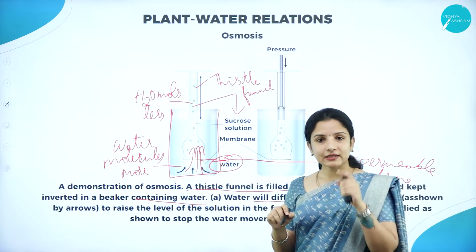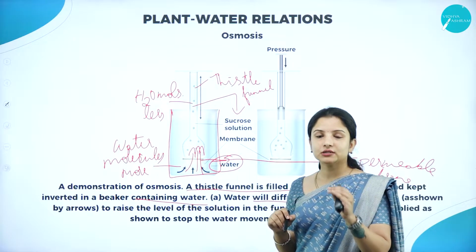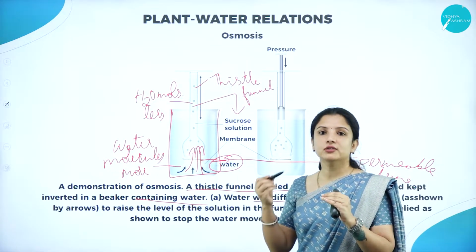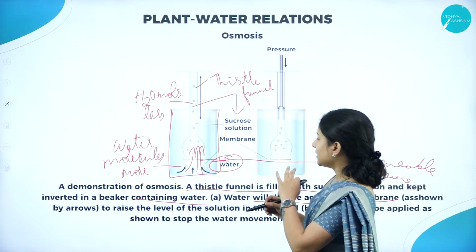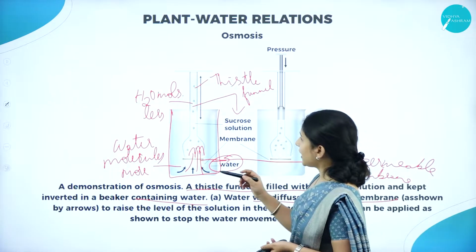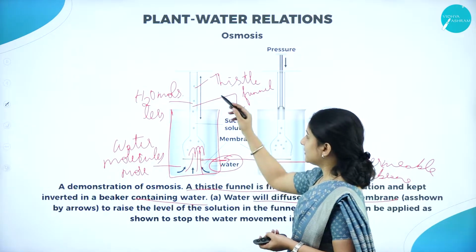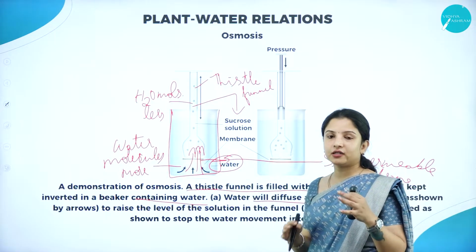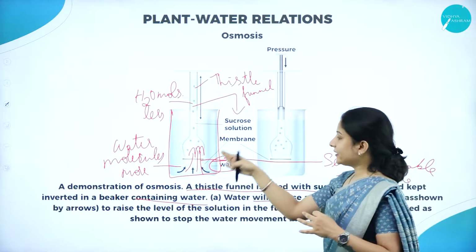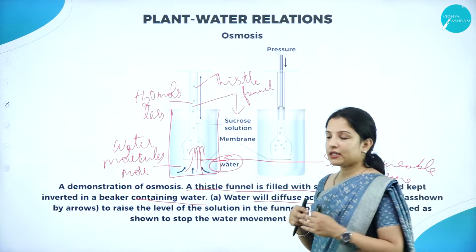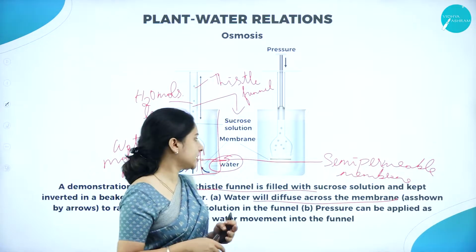Why? Because in the Thistle funnel, the water molecules are less, whereas the solute molecules are more, right? So that is why it will start to move. And what will happen? It will start to raise the level of water in the Thistle funnel. In the Thistle funnel, the water level will rise, and in the beaker, the water level will decrease. So what happened here?